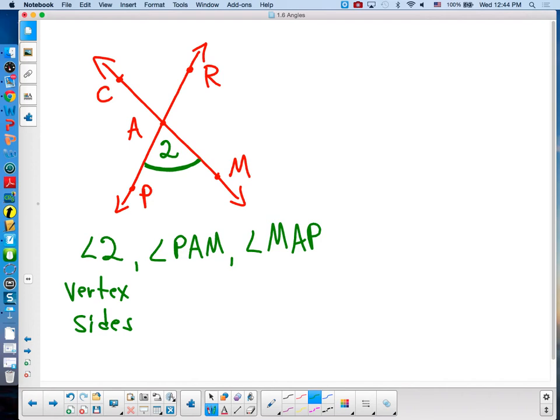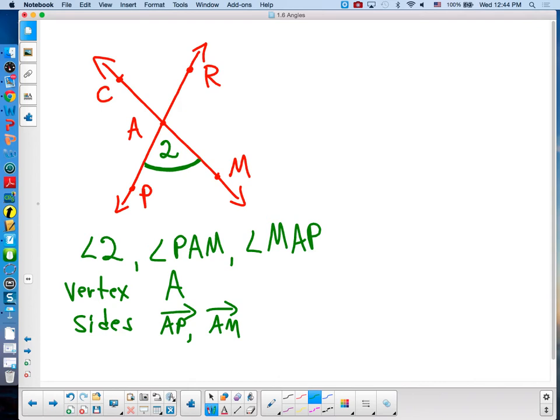All right, let's make sure you and your partner did it right. The vertex was point A, the sides were ray AP and ray AM. Have to be in that order. Raise your hand if your group did it right. And if you didn't, did you discuss it correctly? I thought somebody had a number 2 when they were doing the naming. 2 is not a point. So 2 would be a way to label just the angle, nothing else.